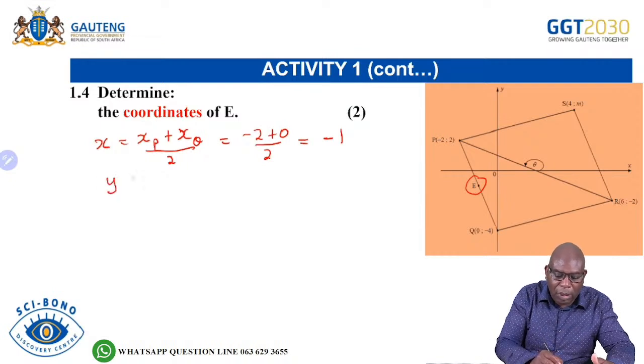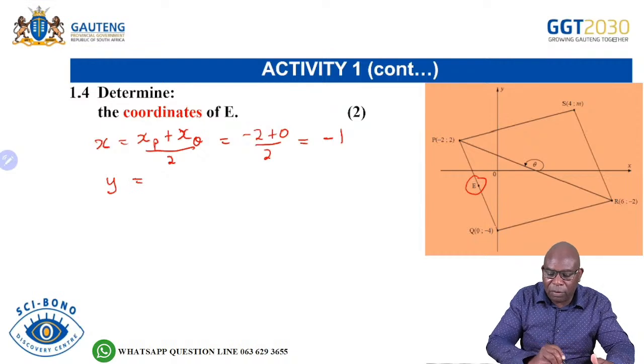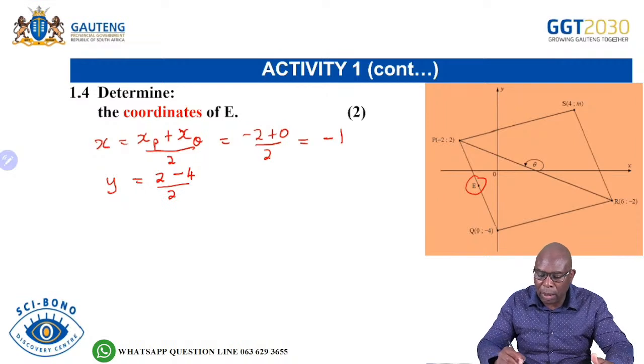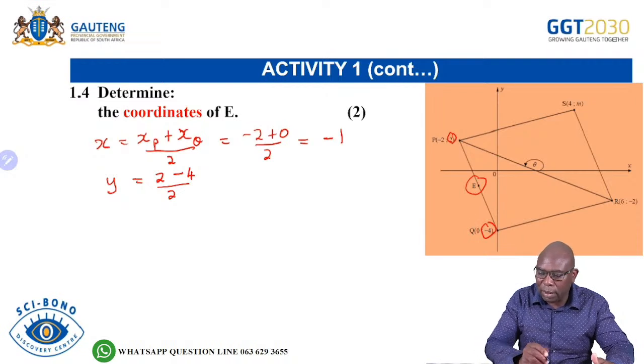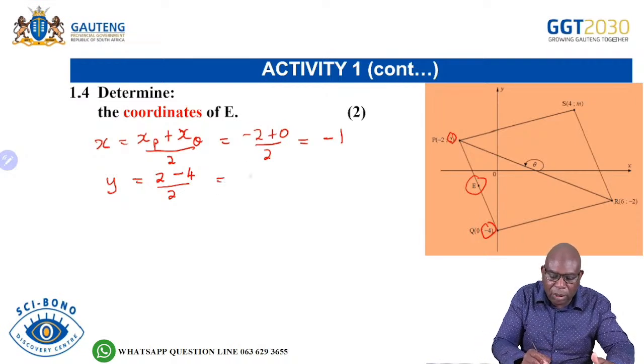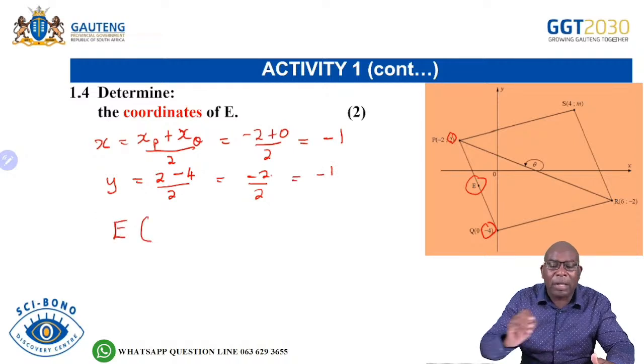For the y value, I'll do the same. I'm going to get 2 plus minus 4, and then that is divided by 2. So it will be 2 plus minus 4, and then I get minus 2 all over 2, which is going to give us negative 1.